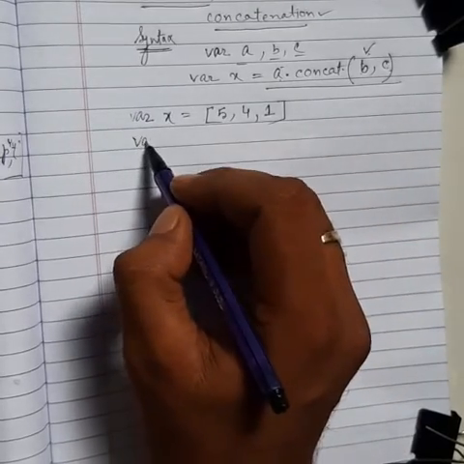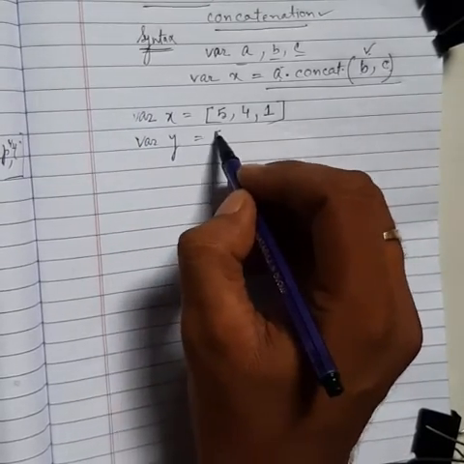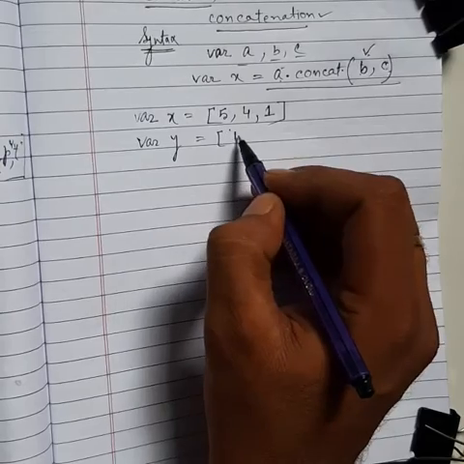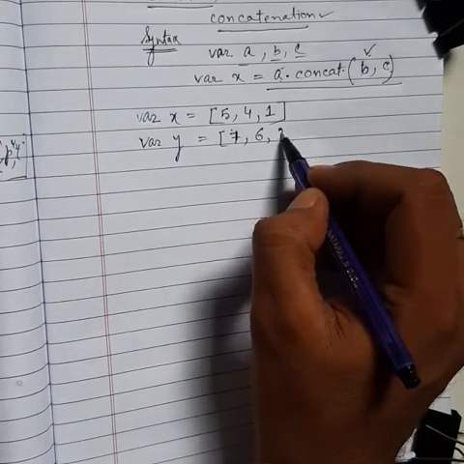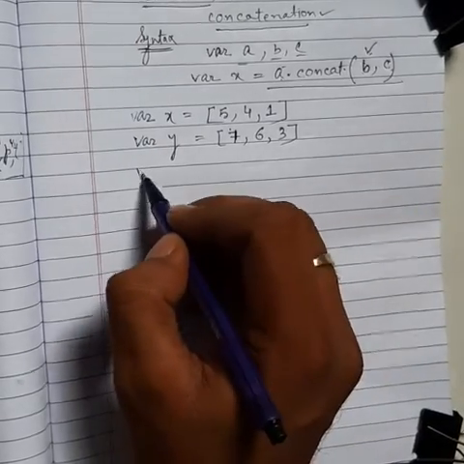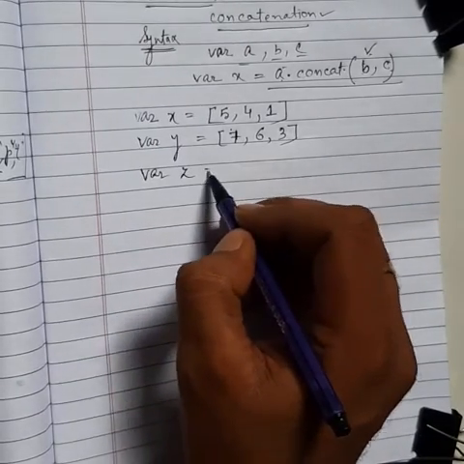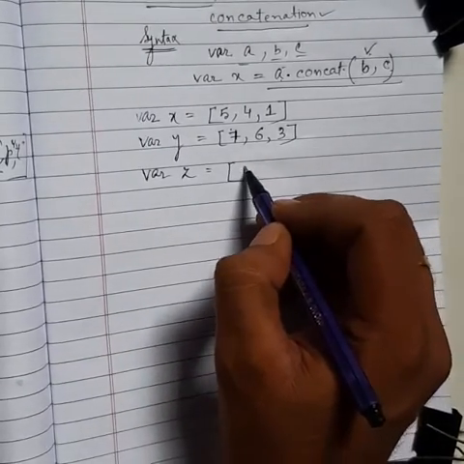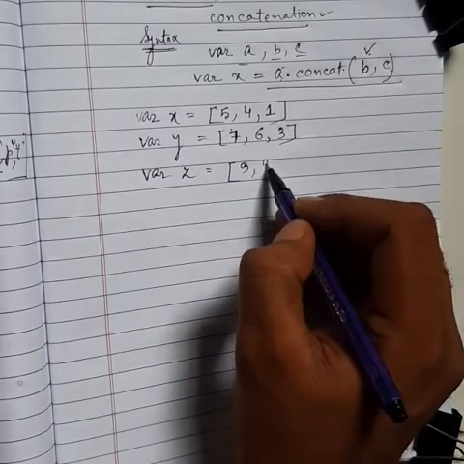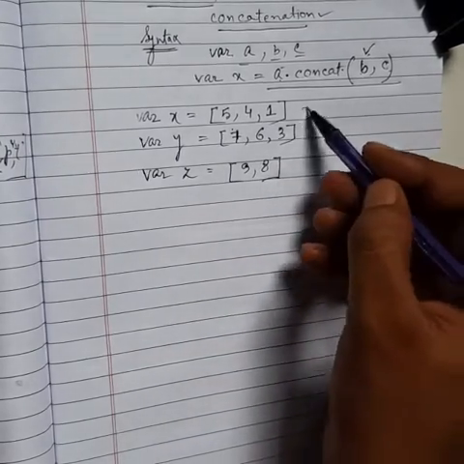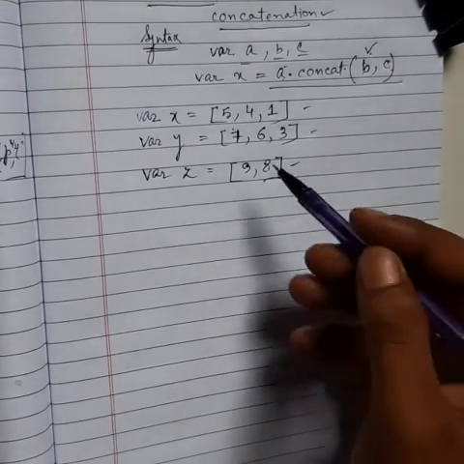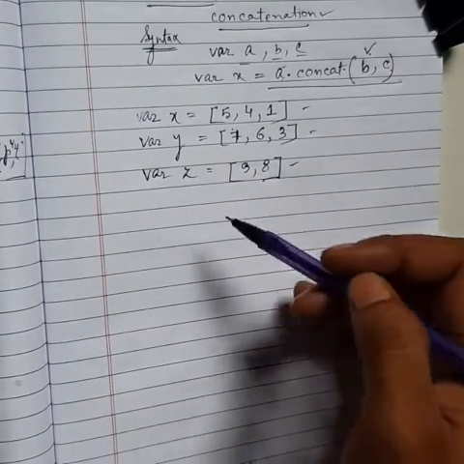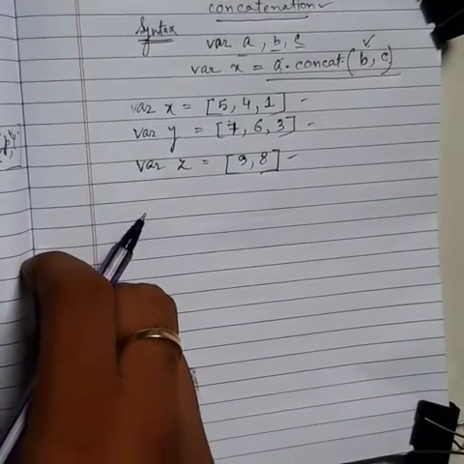Next, I am taking another array y, suppose 7 6 3, and z, I am taking 9 and 8. Suppose I have these three arrays, x, y and z. Now I will concat these three arrays into another array.